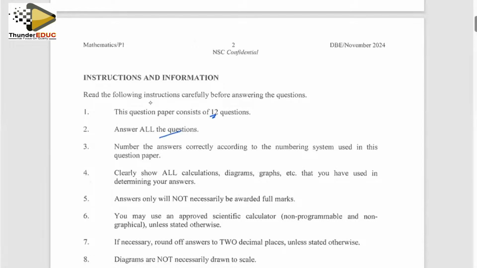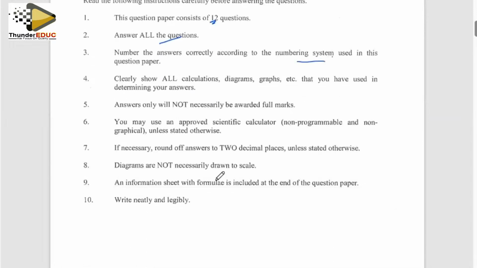We have to number questions accordingly. Clearly show the calculations, diagrams, and graphs that you have used in determining the answers, so we need to show all our workings. We may use a calculator, and the rounding off is still 2 decimal places. Diagrams are not accurately drawn, and then we have the information page.